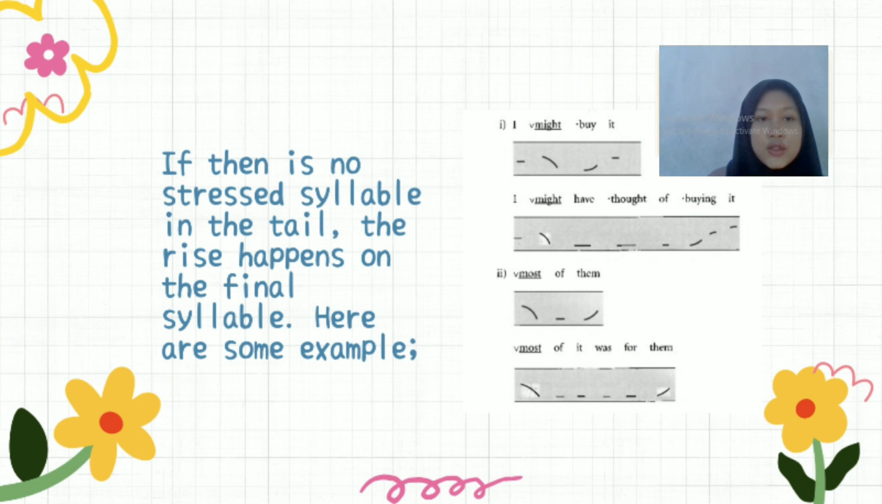If there is no stressed syllable in the tail, the rise happens on the final syllable. Here are some examples. "I might buy it." "I might have thought of buying it." "Most of them." "Most of it was for them."